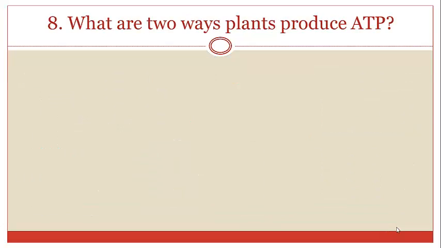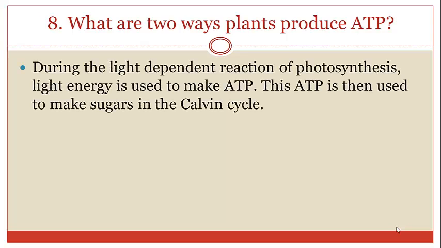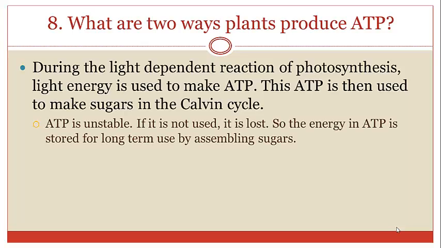Next question is about plants and the two ways that they produce ATP. So the first way, during the light-dependent reaction of photosynthesis, energy from the sun is absorbed by pigments in the thylakoids. This is used to make ATP. The ATP that has been generated then goes into the Calvin cycle along with carbon dioxide to make sugars.